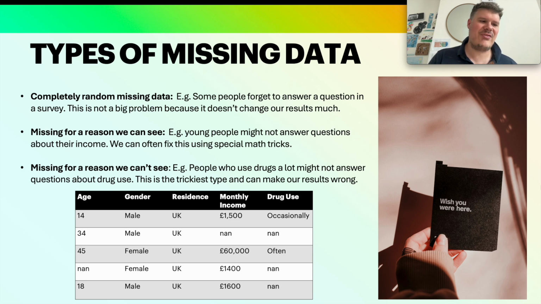And finally, we have data that is missing for a reason, but we don't know and we can't see why or that it is missing. So people, for example, when you're surveying people about drug use, they might not like answering the questions about drug use, and it becomes very tricky to then impute the missing values.